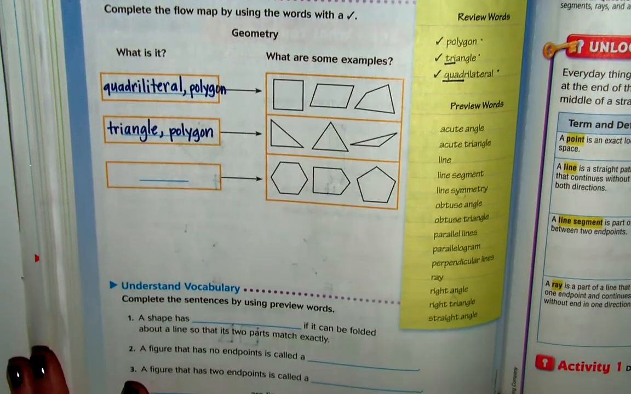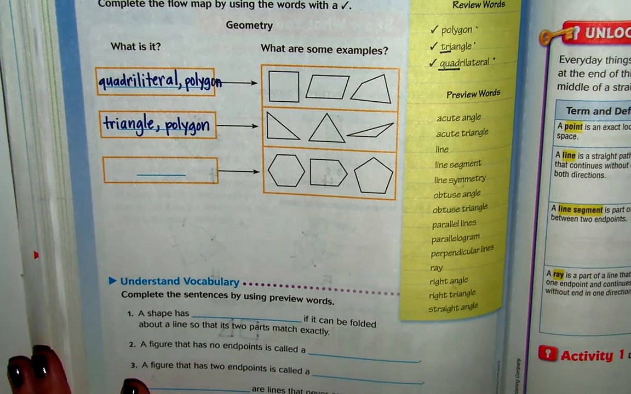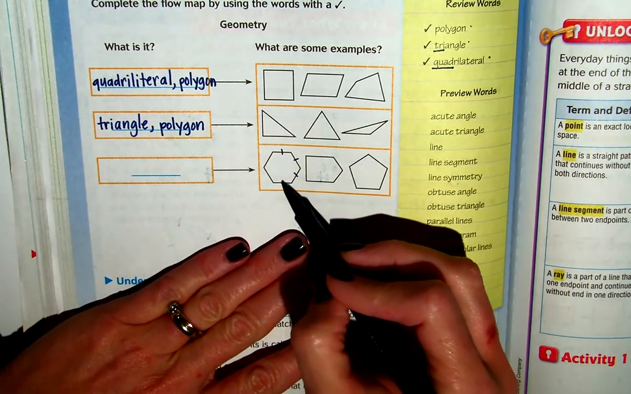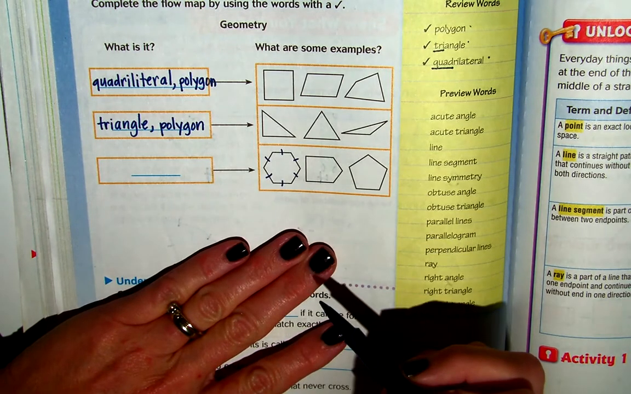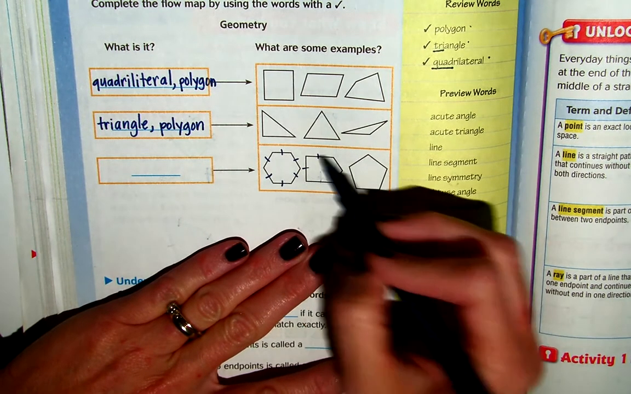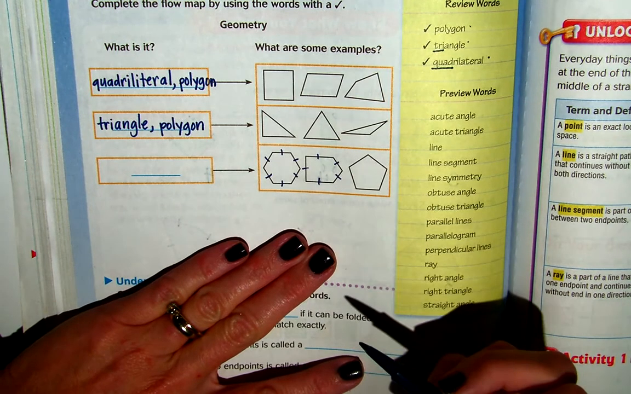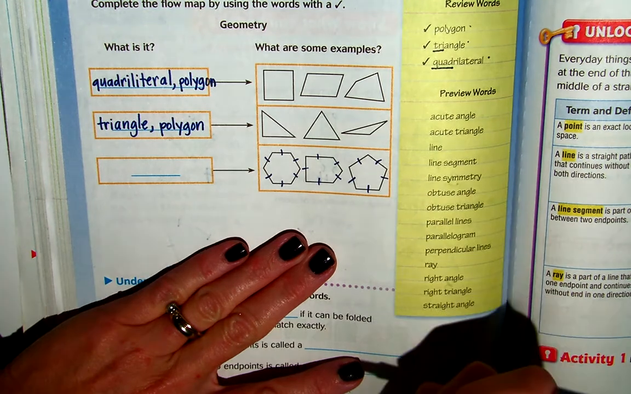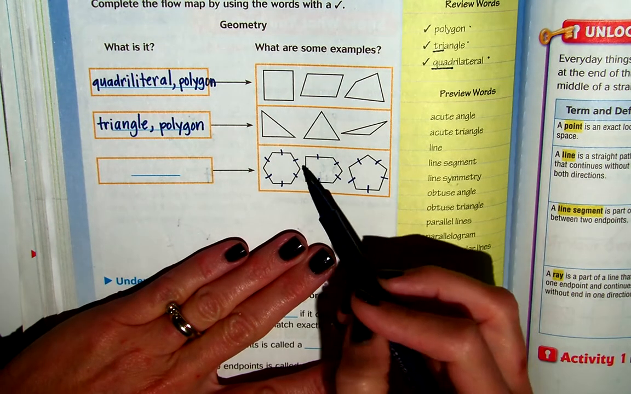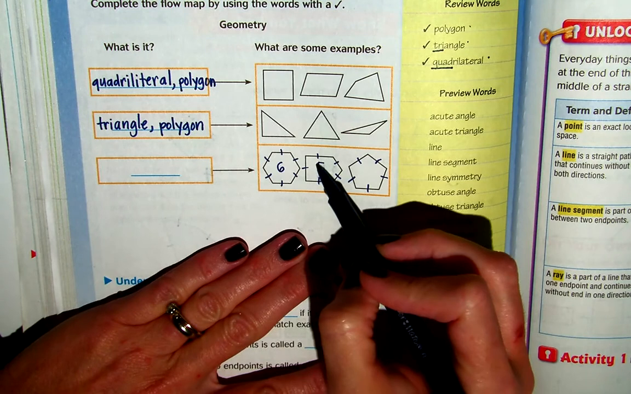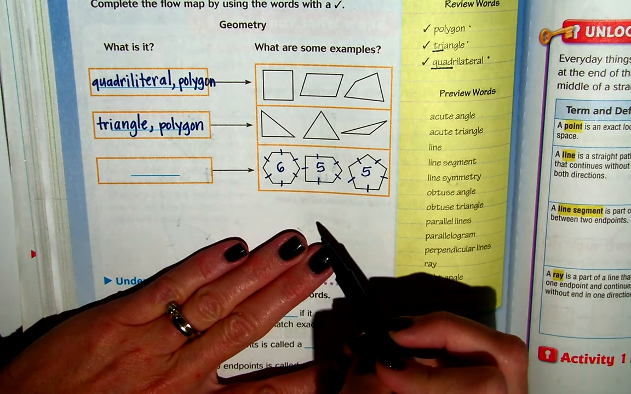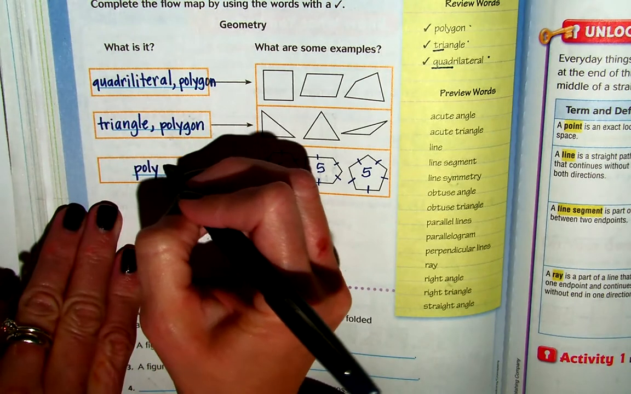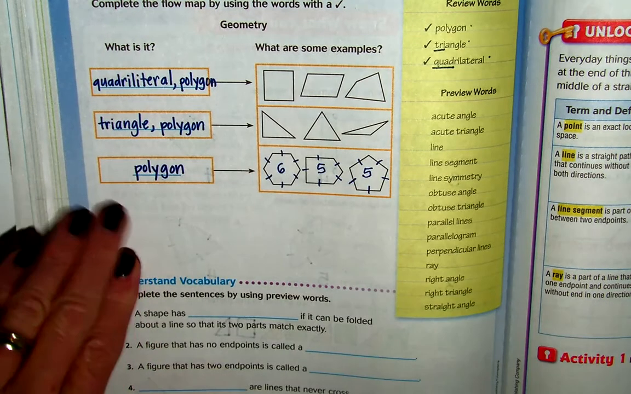And the last one, let's count the sides on these. 1, 2, 3, 4, 5, 6. That has 6 sides, so no, it's a hexagon. 1, 2, 3, 4, 5. That's a pentagon. And 1, 2, 3, 4, 5. That's also a pentagon. So this one has 6 sides, this one has 5, and this one has 5. So these are just all polygons. So there's polygon, and those are some examples.